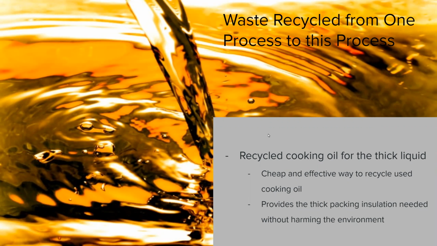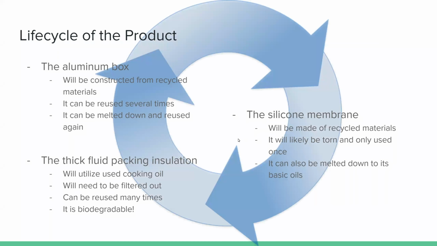The other nice thing about cooking oil is it's biodegradable. It won't harm the environment even if you pour it directly on the ground. So the life cycle of the product: the aluminum box will be constructed from recycled materials, as we said. It can be reused several times, and then can be melted down later in the event that the box becomes too banged up or breaks or something.